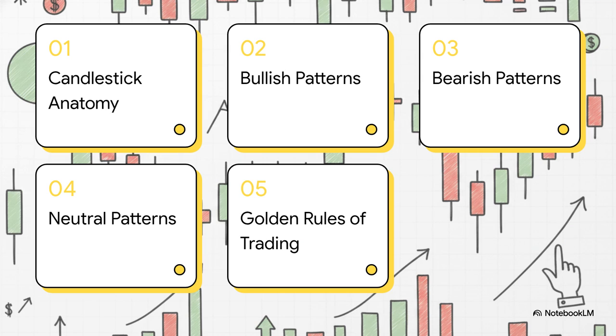To keep things simple, here's our roadmap. First, we'll cover the anatomy of a candlestick. Second, bullish patterns. Third, bearish patterns. Fourth, neutral patterns. And finally, we'll wrap up with the golden rules of trading.